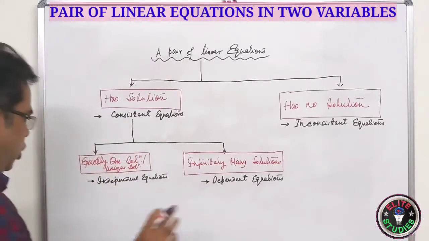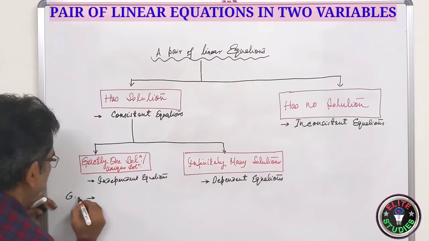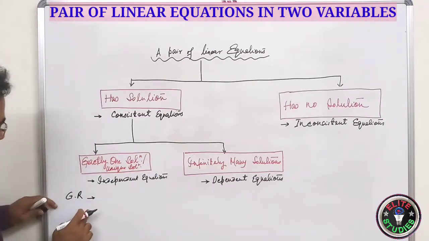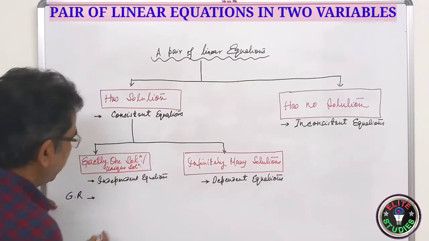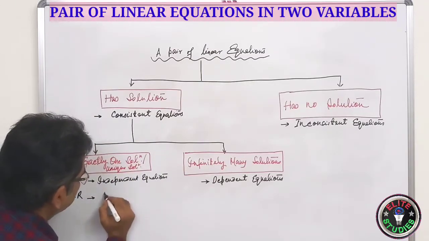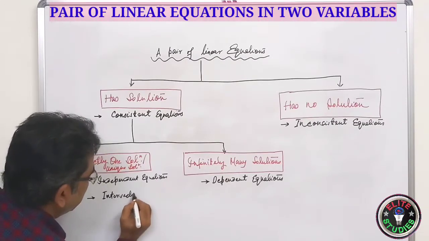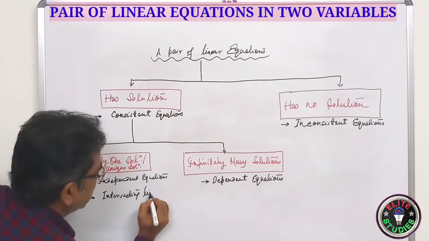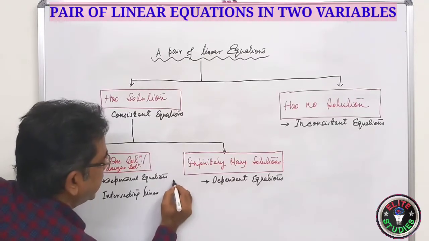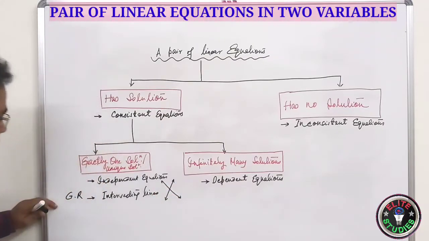Now we will get the geometrical interpretation, you can say the geometrical representation. I am writing in short, geometrical representation. Here independent equation means what? Exactly one solution. The intersecting lines, you will get intersecting lines like this. Intersecting lines. This is the geometrical interpretation.